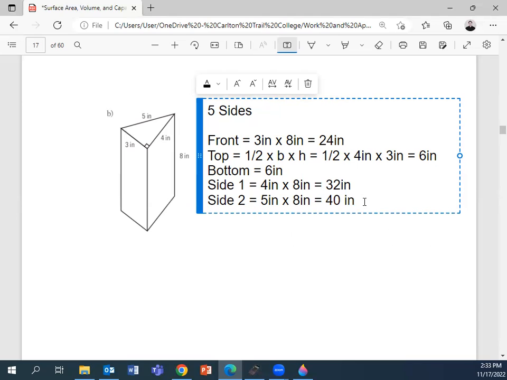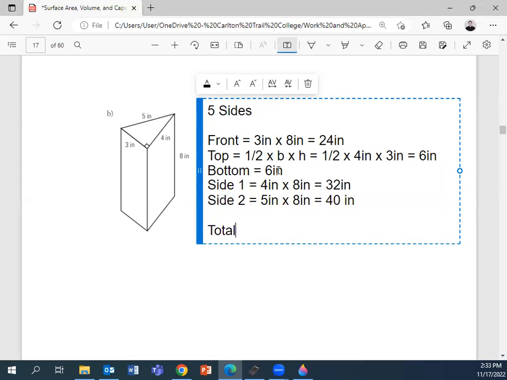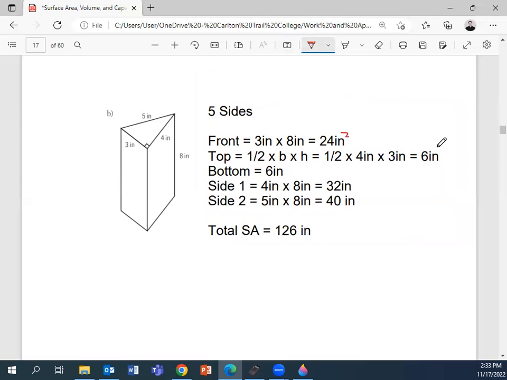Now all I need to do is add these up. 24 plus 6 is 30. 30 plus 6 is 36. 36 plus 32 is 68. 68 plus 40 is 108. Let me double check that. 40 plus 32 plus 6 plus 6 plus 24 is 126. So total surface area equals 126 inches squared. Look at all those nice squares coming in there. Does that make sense?